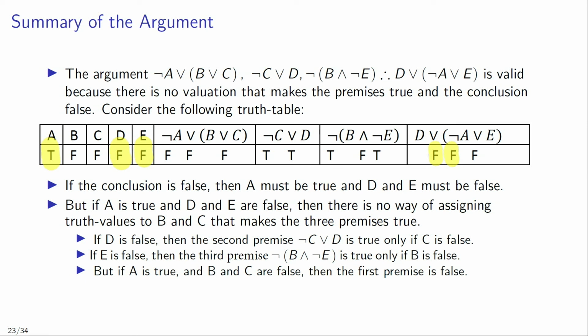But if A is true and D and E are false, then there's no way of assigning truth values to B and C that makes the 3 premises true. In particular, if D is false, then the second premise, not C or D, is true only if not C is true, which requires C to be false. And if E is false, then the third premise, not B and not E, is true only if B is false.